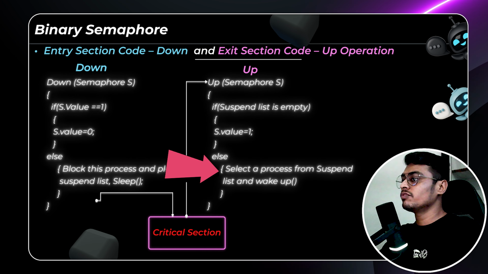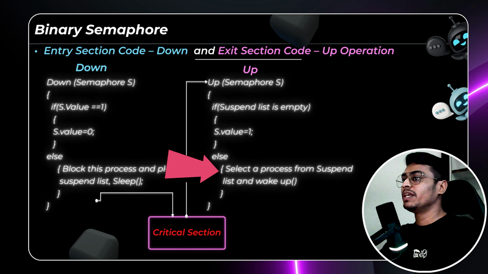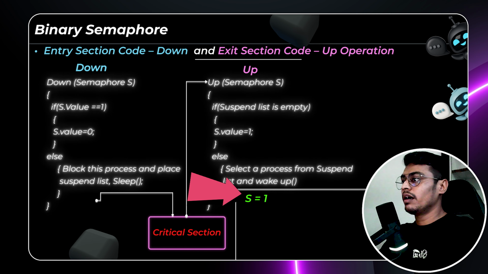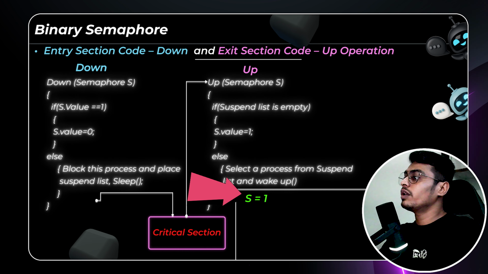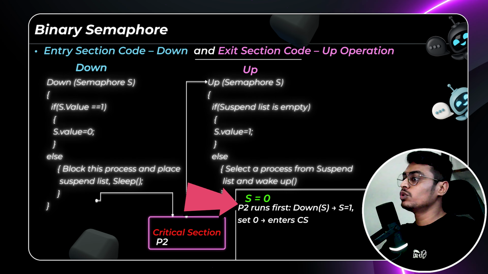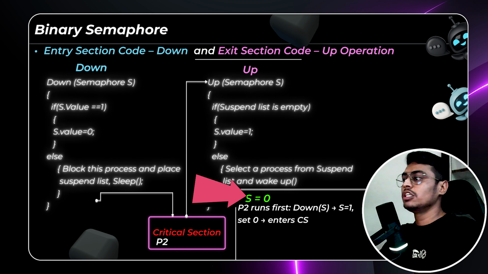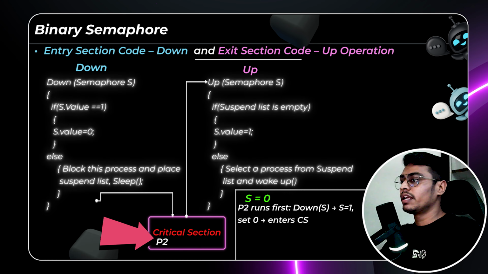Now let me explain this with the example of processes P1 and P2 both executing. Assume the initial value is equal to 1. If P2 runs first, P2 executes down S. Is S value equal to 1? Yes. So S value becomes 0. P2 enters the critical section successfully.